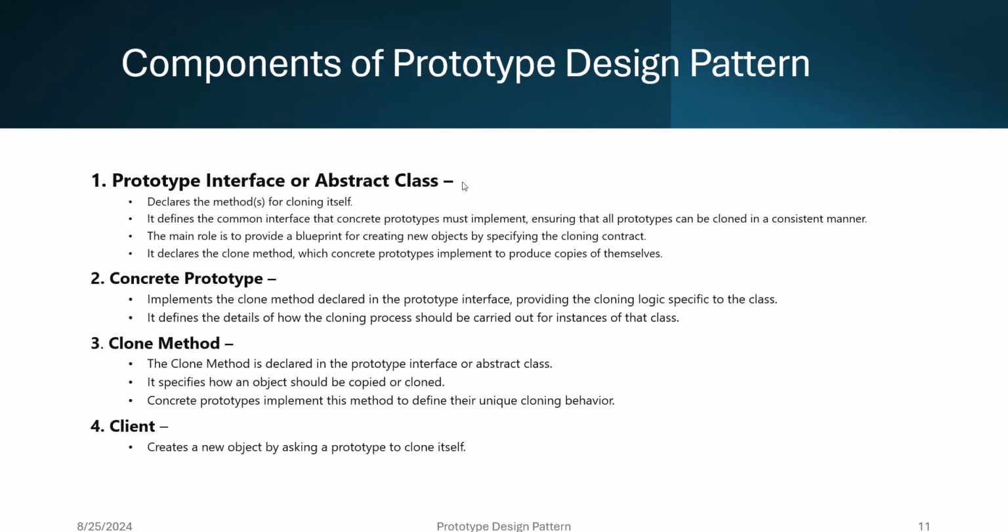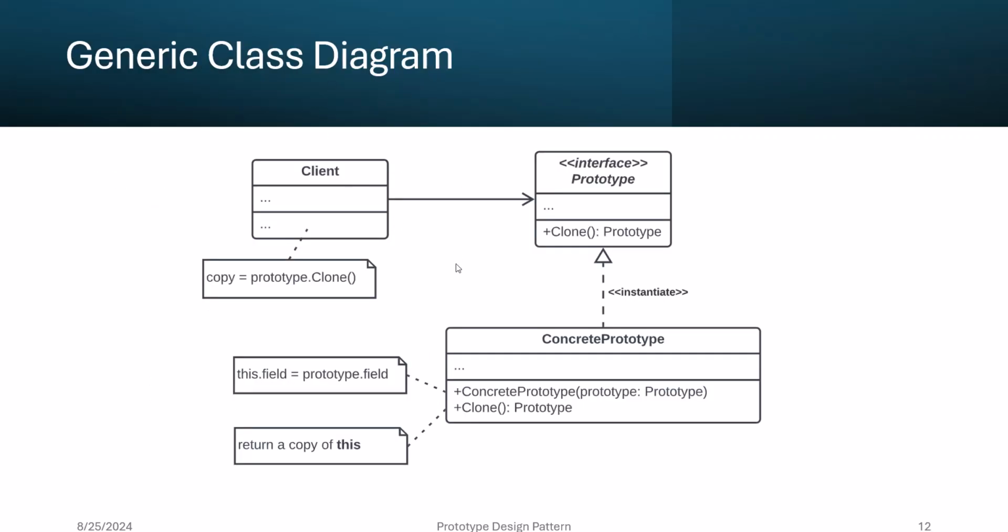Next is components of the prototype design pattern. Before that, let's see the generic class diagram. You can see that in this class diagram, we have client, and client will call the clone method on the prototype. So we have the prototype interface, which will always have the clone method of type prototype, whatever the interface prototype. And then for prototype, we will have the concrete prototype.